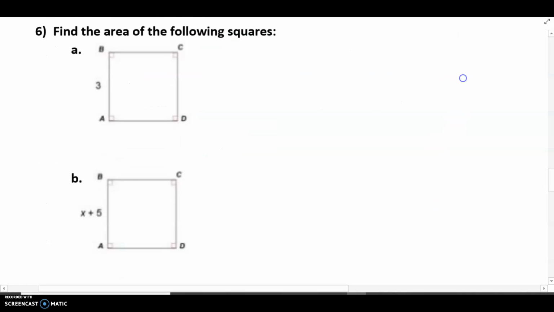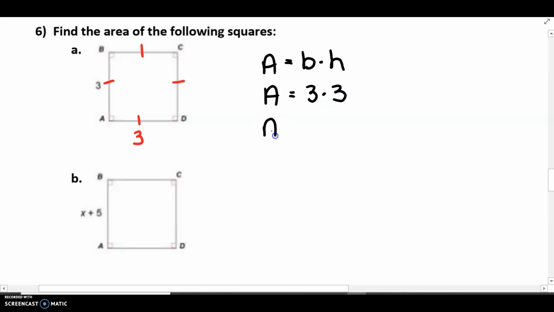Number 6. Find the area of the following squares. And what do we know about the sides of a square? We know all the sides are congruent. So if that's 3, this is 3. And being a parallelogram, I know I'm doing base times height, which really means I'm doing 3 times 3, which means my area is 9 units squared.